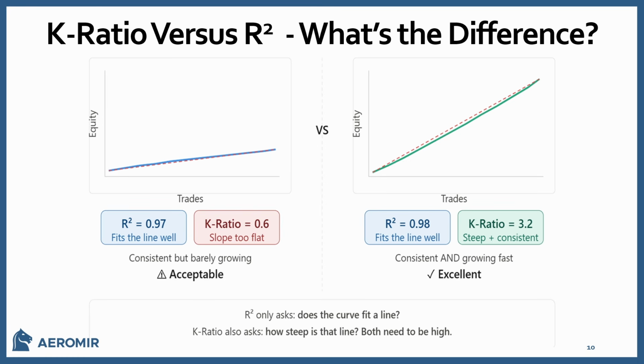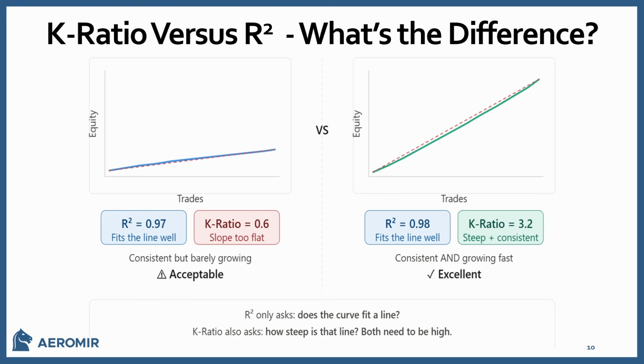What's the difference? The chart on the left is, well, both charts are actually fairly straight. And the R squared is basically saying how close this is to a straight line, and 0.97 and 0.98 is great for both of them. However, the K ratio of the one on the left, the flatter one, is 0.6. So the slope is too flat. It's not rewarding growth because there is no growth. It's acceptable, but it's not ideal.